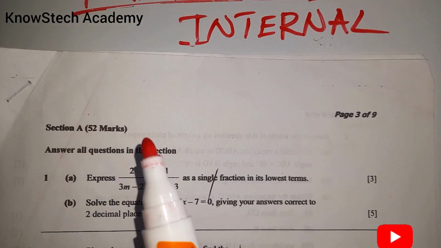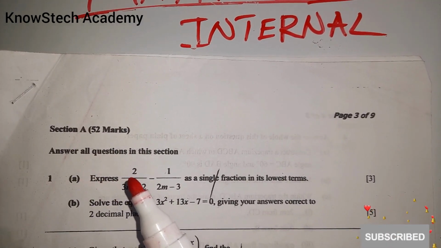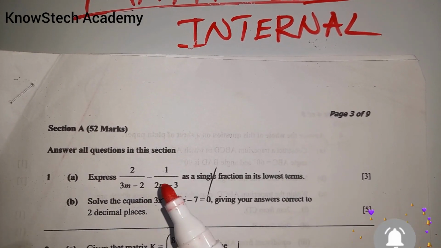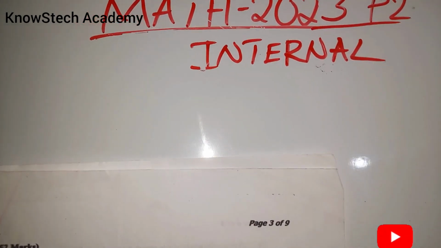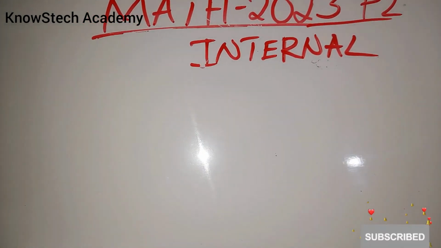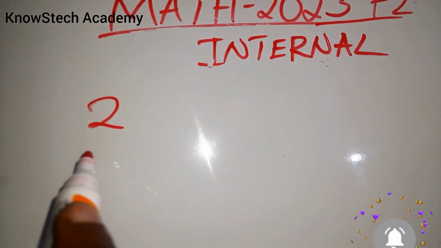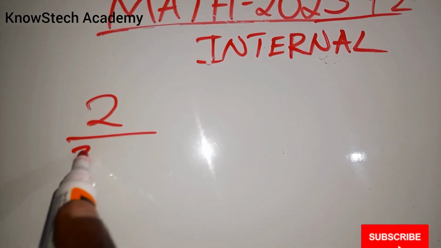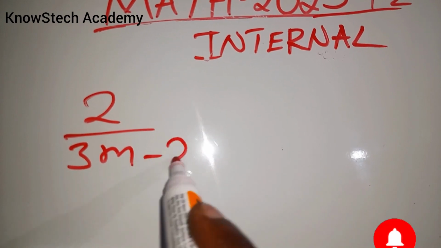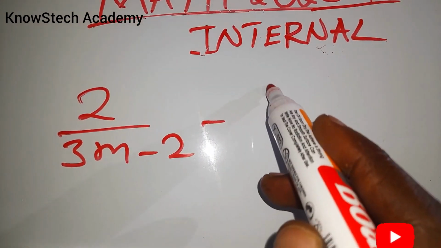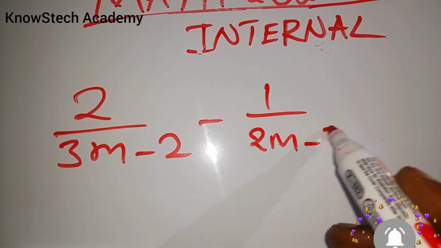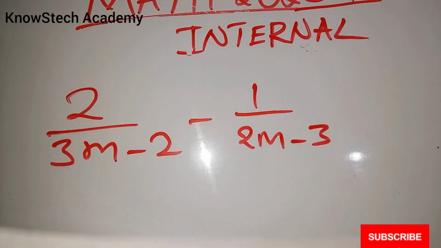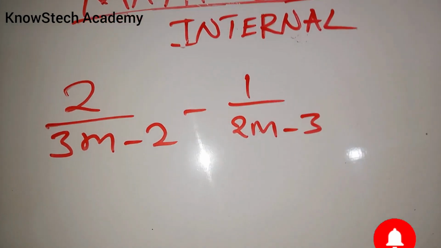When you read the first question, it says express this as a single fraction in its lowest terms, and this is awarded 3 marks. So let's just write this down. It's saying 2 over 3m minus 2, minus 1 over 2m minus 3, as a single fraction in its lowest terms.